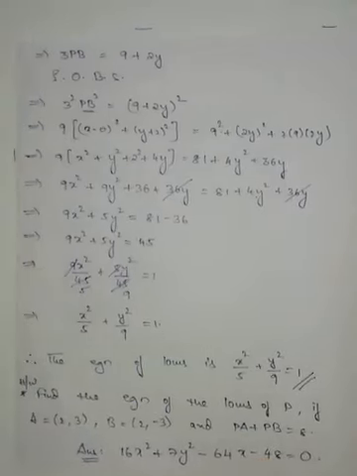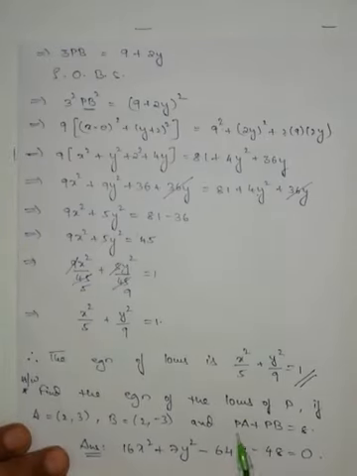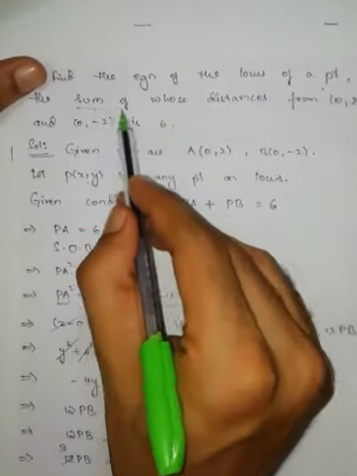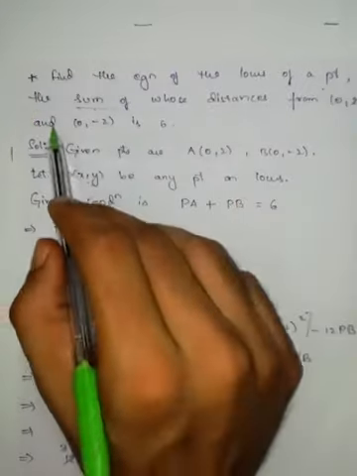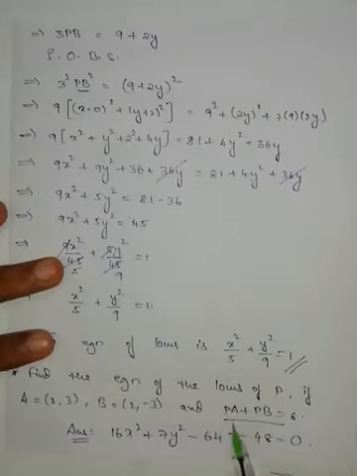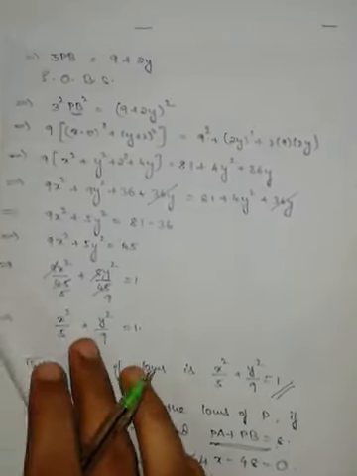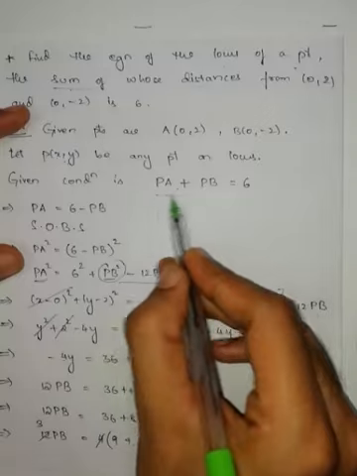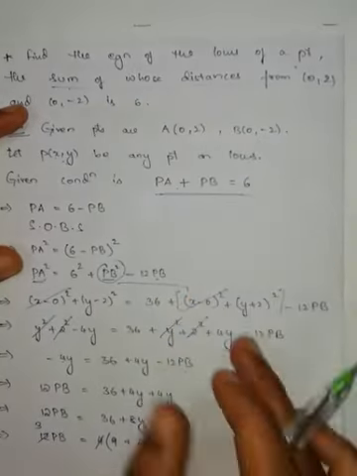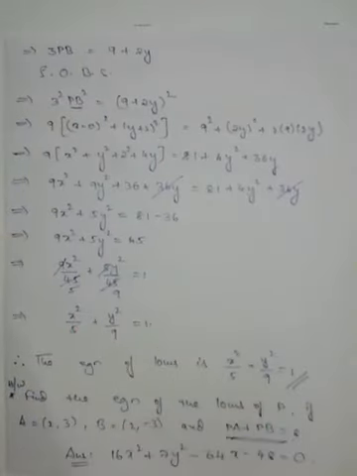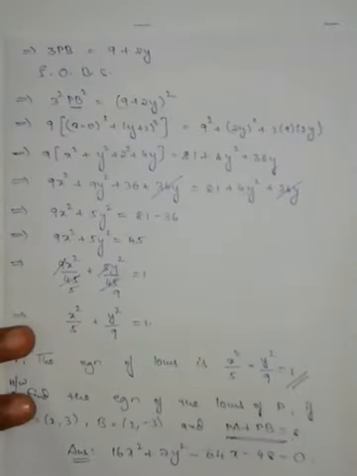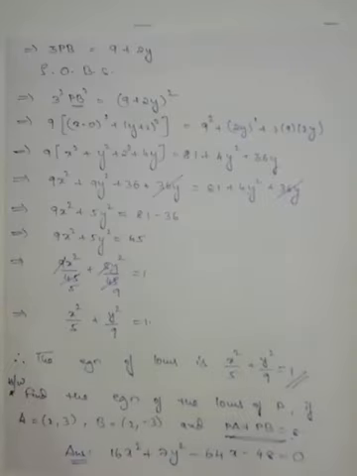The same problem we have solved here, but here they have directly given the condition in words, the sum of whose distances, and the points are different here. That's the only thing that differs. Here PA plus PB is 8, we have used PA plus PB as 6. A and B are different. The same process you have to follow, the whole thing, and you have to get the answer. This answer you have to get.